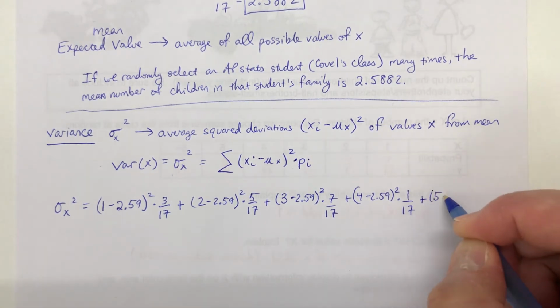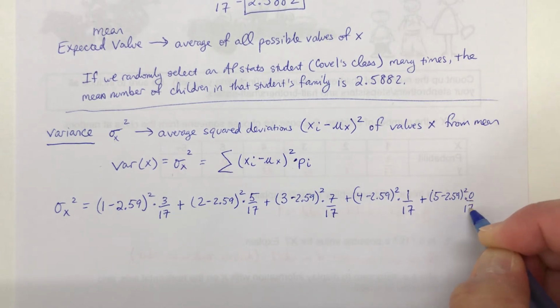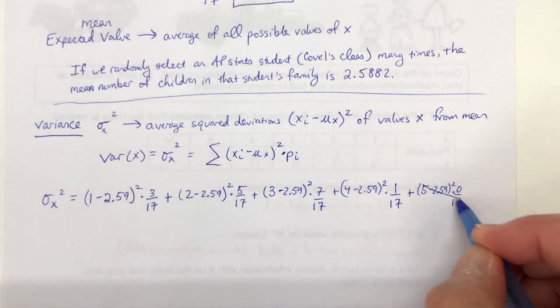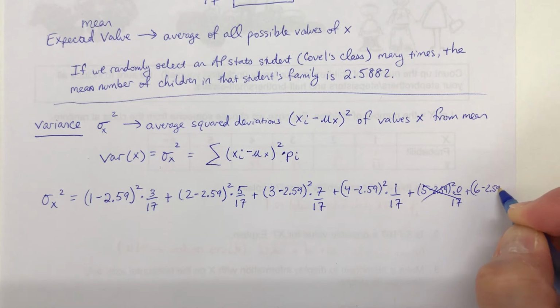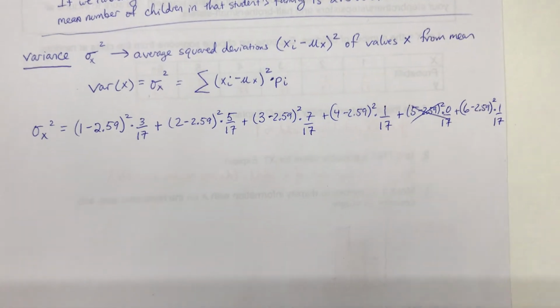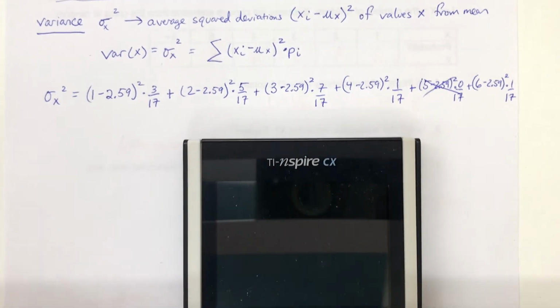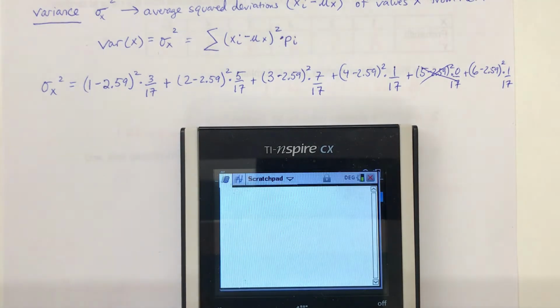Now we could still write down 5 minus 2.59 squared, but the probability was 0 over 17, so that will just be 0. And then the last one was 6 children, subtracted from the mean, square it, multiply it by the probability. Now, you would want to use a calculator if you're going to do this. And again, I'm going to show you the quick way in a moment.